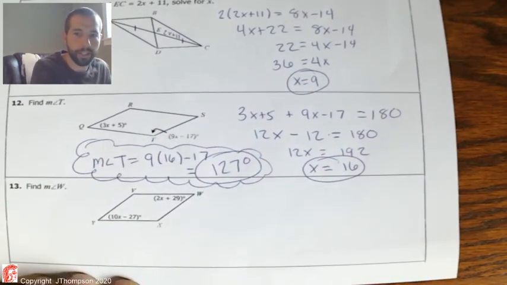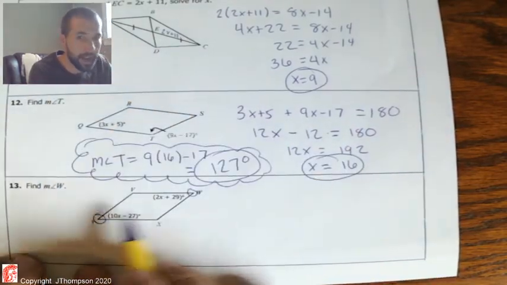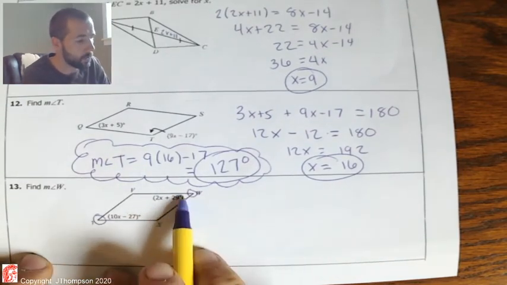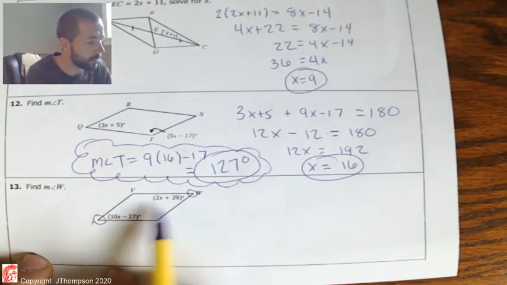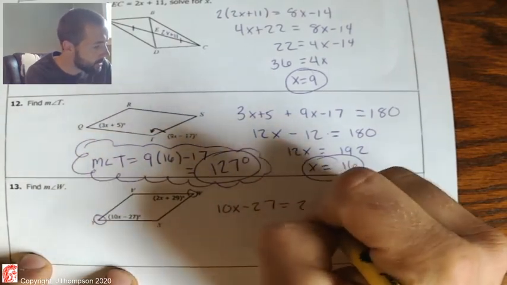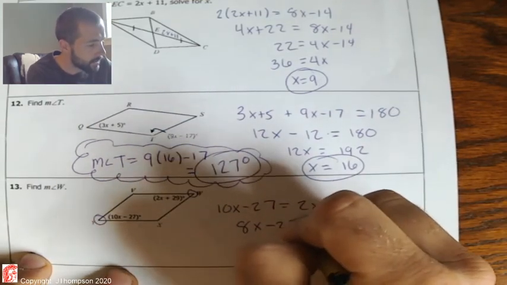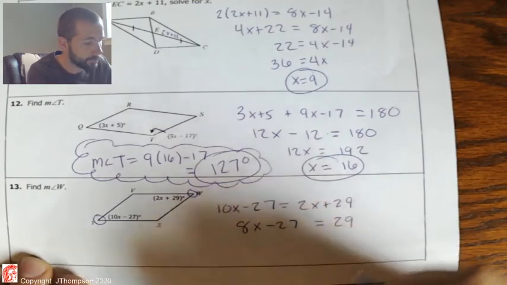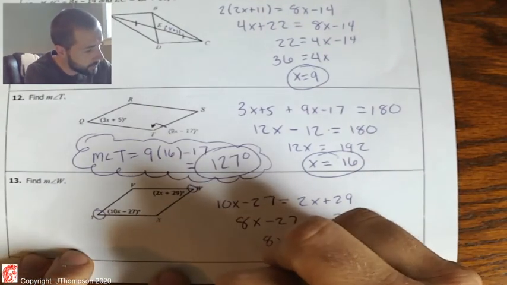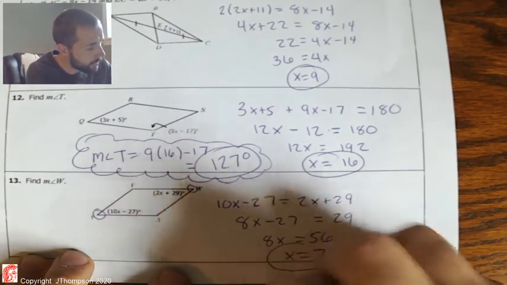All right, number 13. Look at the two angles they give you, angle Y and angle W. Those are opposite angles. They're not connected by a side. They're non-adjacent. So that means they're equal. The opposite angles are equal. They're both acute. So we get 10x minus 27 equals 2x plus 29. Subtract 2x from both sides, we get 8x minus 27 equals 29. Add the 27 to both sides, and you get 8x equals 56. And then divide by 8, and you get x is 7.